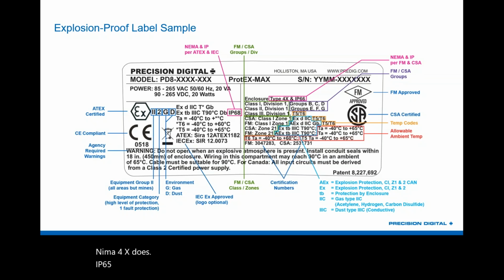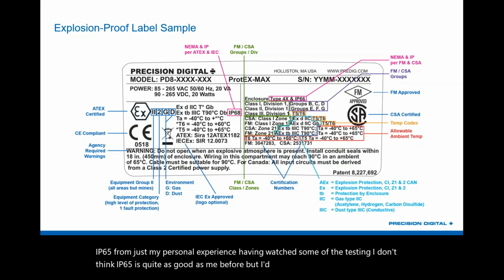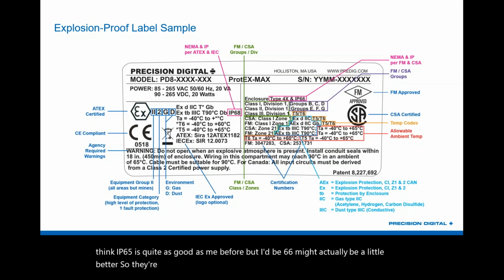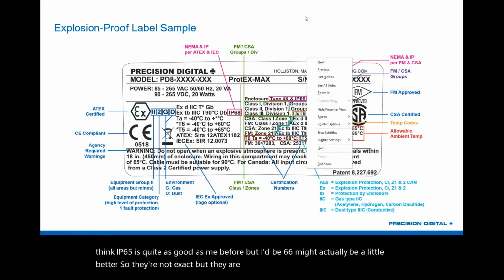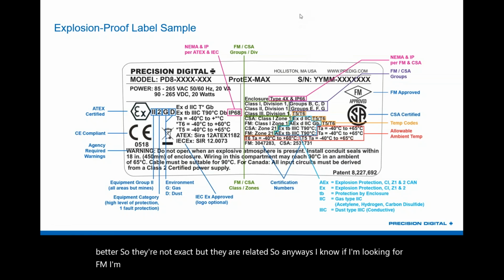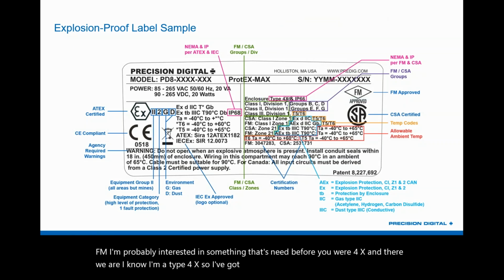IP65, from just my personal experience, having watched some of the testing, I don't think IP65 is quite as good as NEMA 4, but IP66 might actually be a little better. So they're not exact, but they are related. Anyways, I know if I'm looking for FM, I'm probably interested in something that's NEMA 4 or NEMA 4X. And there we are. I know I'm a type 4X, so I've got that covered.